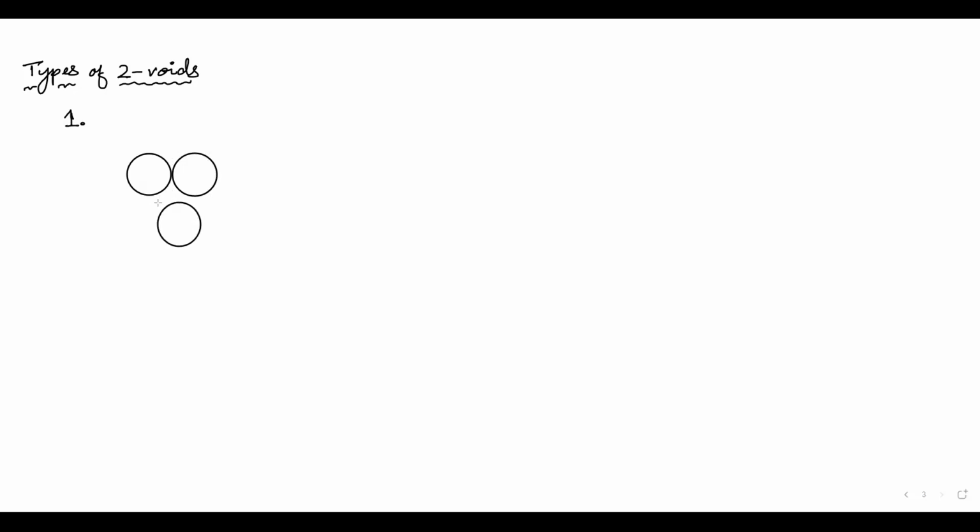So you wrote two voids. We will write 2D voids. Yeah, 2D voids. I'm really sorry. Okay, sir. 2D voids. Let me correct that. 2D voids. Okay. So whenever you have a void, you have to know its name. Then you have to know its coordination number.